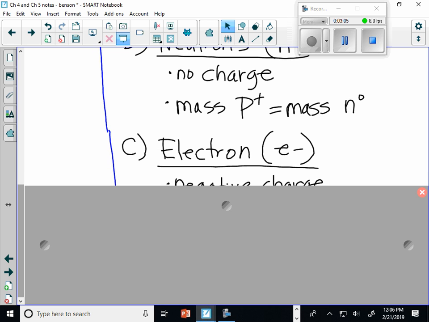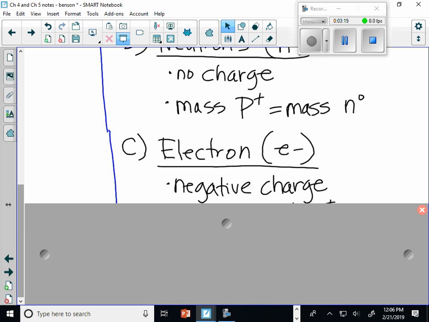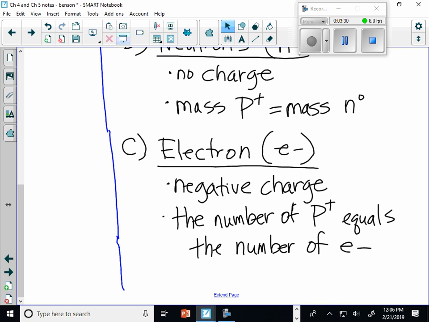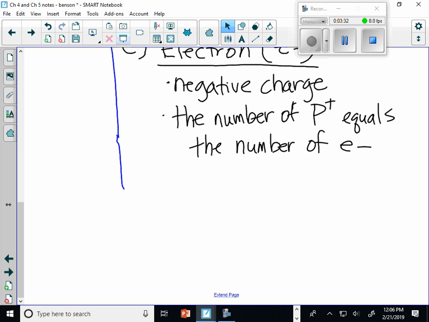You can see E with the negative sign behind it. It means that electrons are negative. So I hope that you're thinking, well, they must be attracted to the proton because the proton is positive and the electron is negative. So just to follow the format that I've been doing, electrons are negative, and the protons and the electrons should often be equal because we have atoms that have a neutral charge. So the number of protons equals the number of electrons.